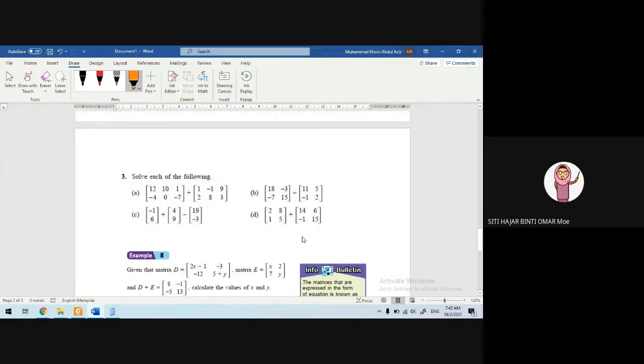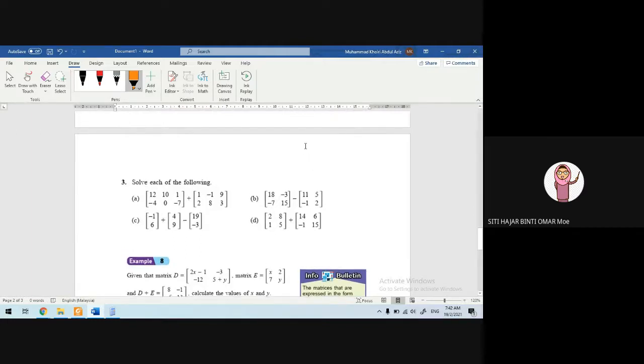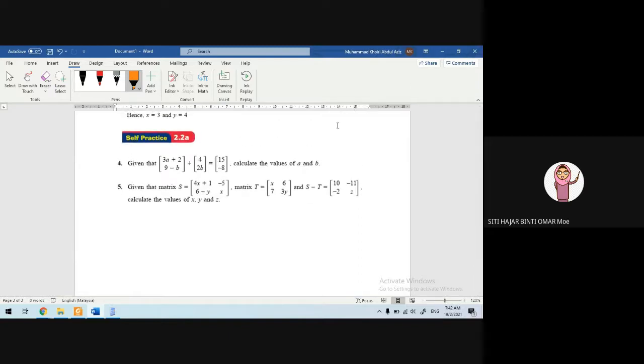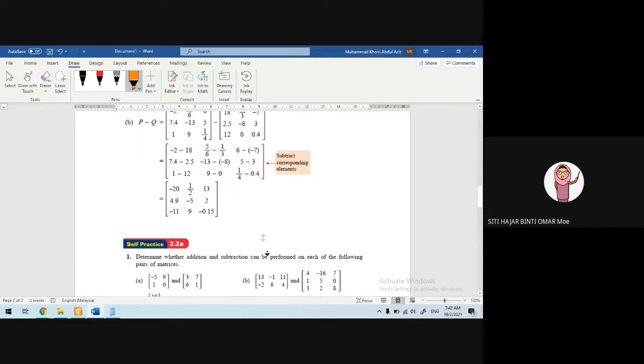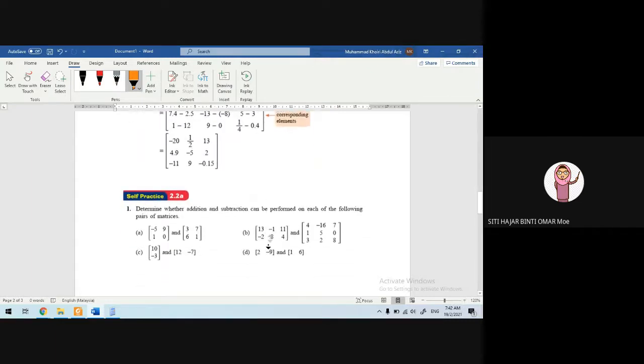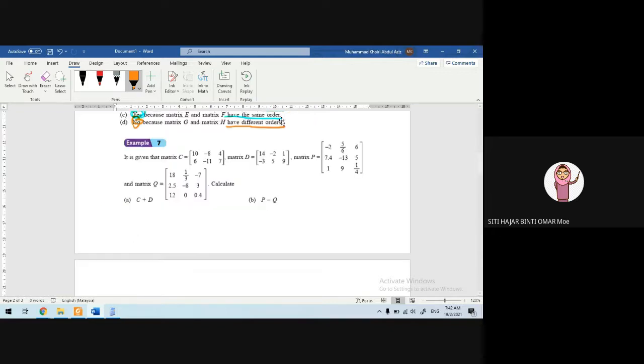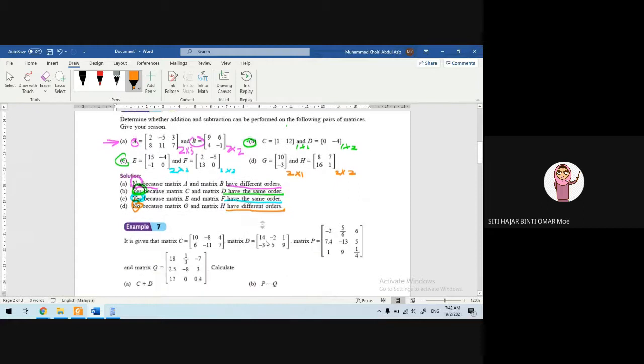Question number 1 in the extensive question, self practice 2.2a number 1. The same way, like example 6, you answer for number 1 in self practice 2.2a. Now we go to example 7.